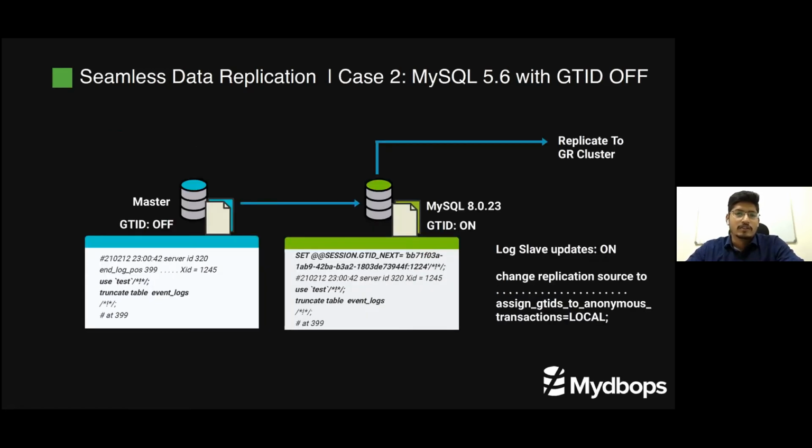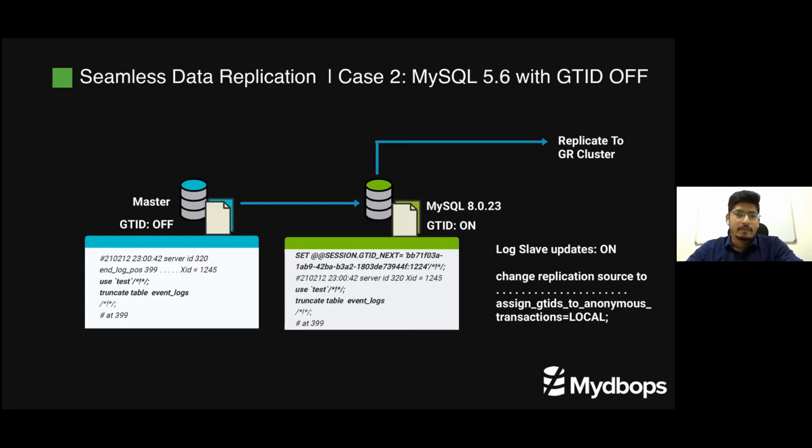Okay, so here is a little bit of visual explanation of what I was discussing with the newer feature. Consider my master has GTID off, and I'm doing some writes on there.